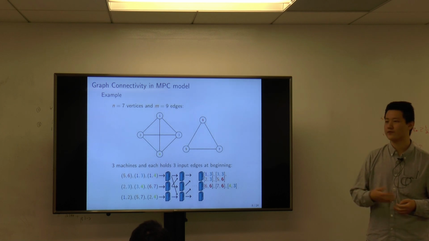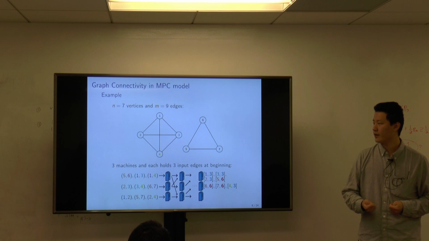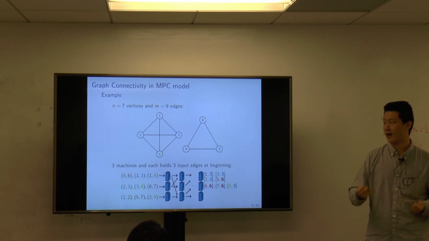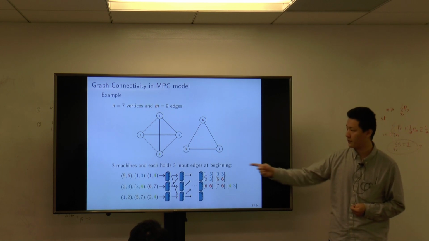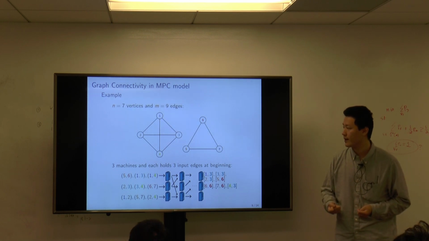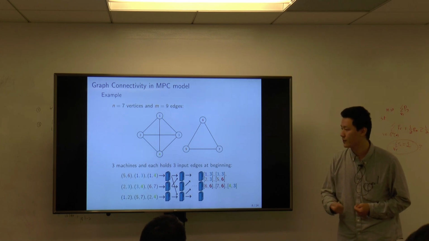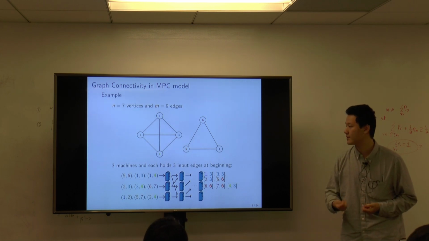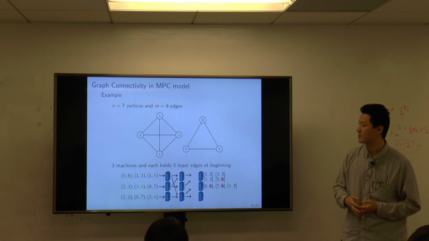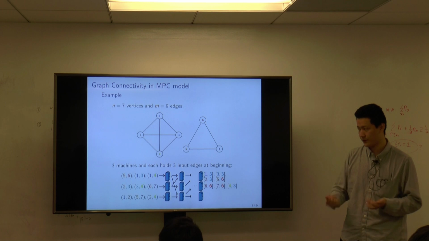In our system, we have 3 machines. At the beginning of the computation, each machine just holds 3 input edges. For example, the first machine contains the edges 5 to 6, 1 to 3, and 1 to 4. The second machine contains 2 to 3, 3 to 4, and 6 to 7. And the third machine contains 1 to 2, 5 to 7, and 2 to 4.